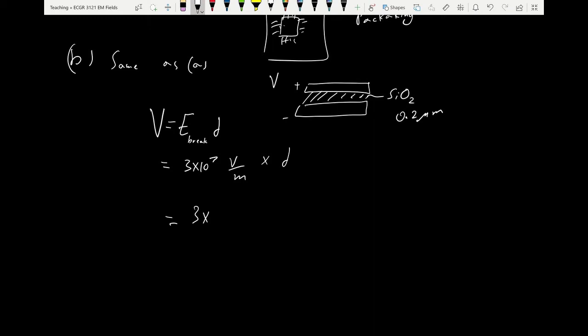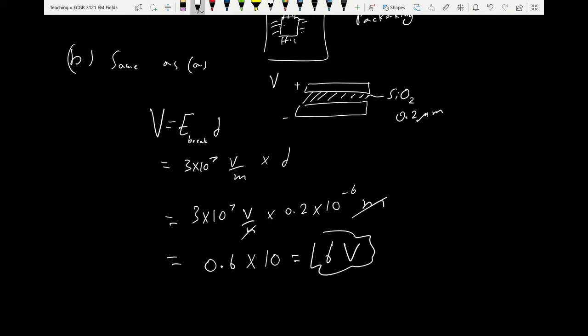Well, it's going to be 3 times 10 to the power 7 volt per meter times 0.2 times 10 to the power minus 6 meter. Meter goes with meter. So that's going to be 0.6 times 10 to the 7 minus 6, which equals 6 volts. This would be the maximum operational voltage for such a design.